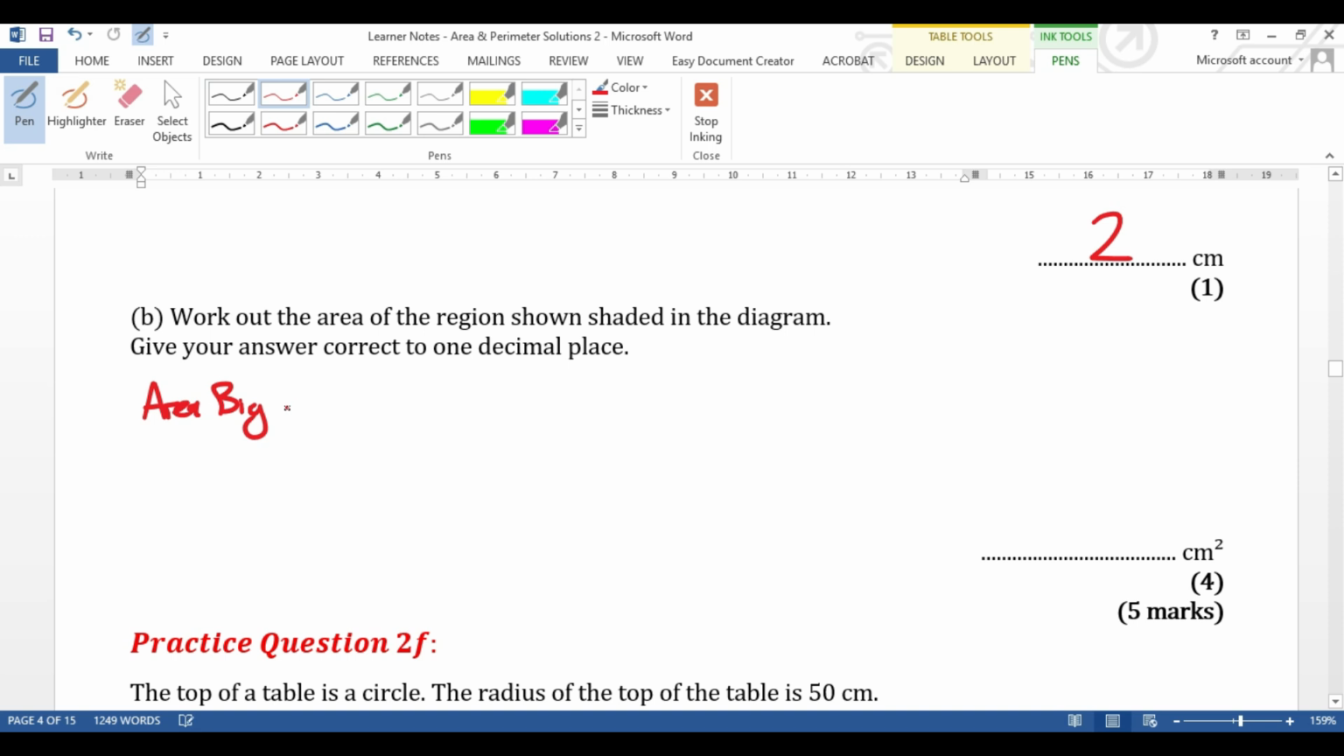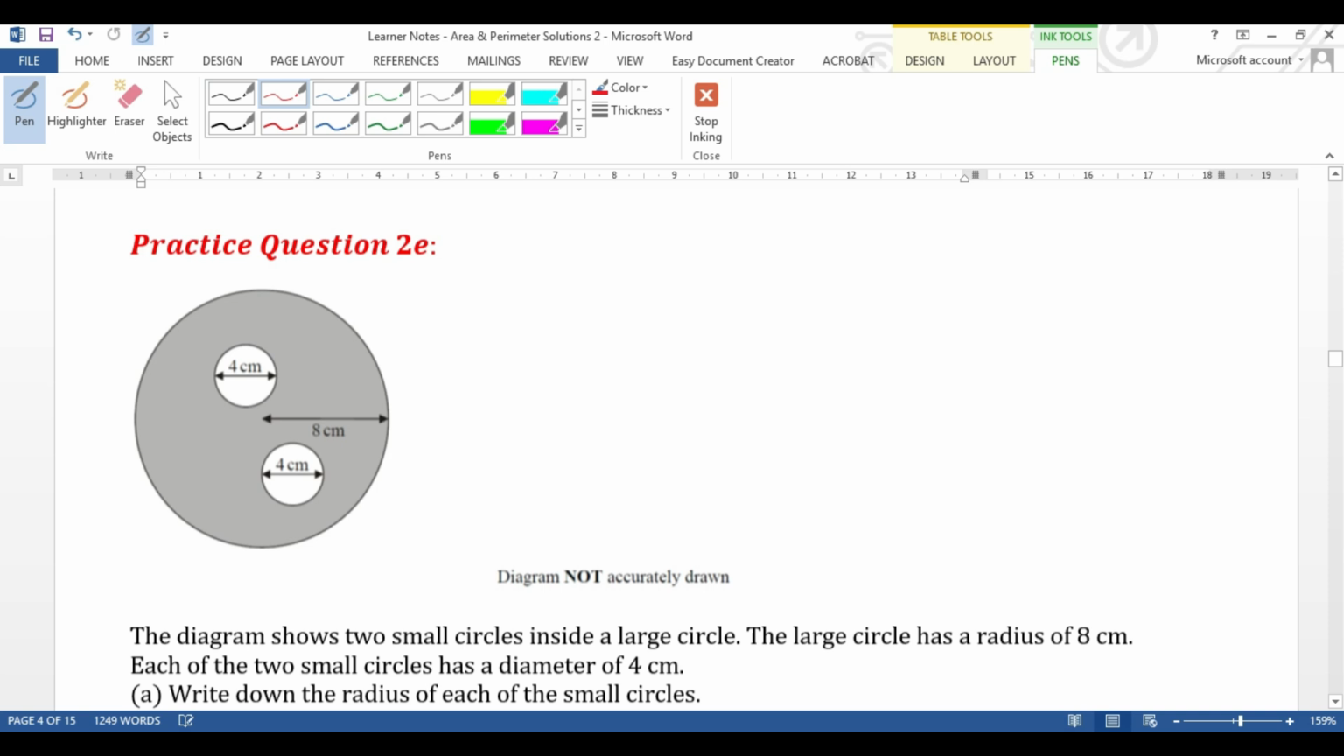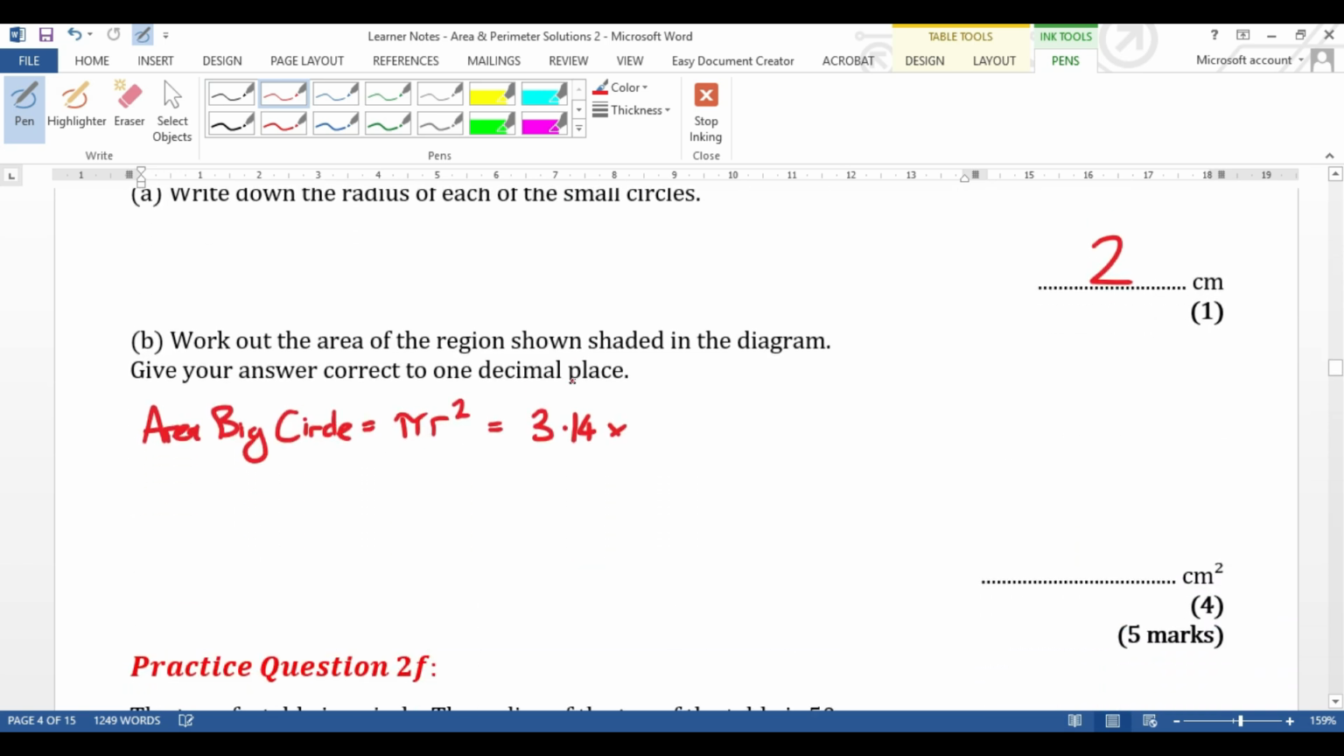So area of big circle, obviously we're using Apple Pies R2, pi r squared. That's going to be 3.14 times the radius of the big one, which is 8 centimeters, so that's 8 squared. So I'm going to need to do 3.14 times 8 squared on the calculator. 200.96 centimeters squared.